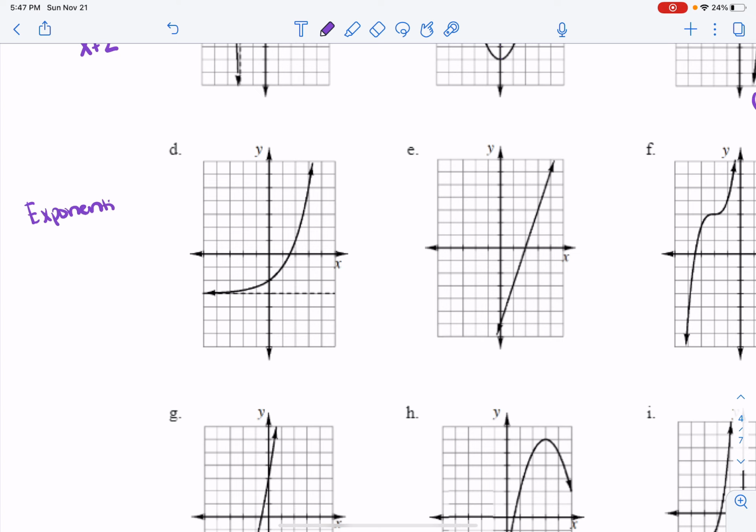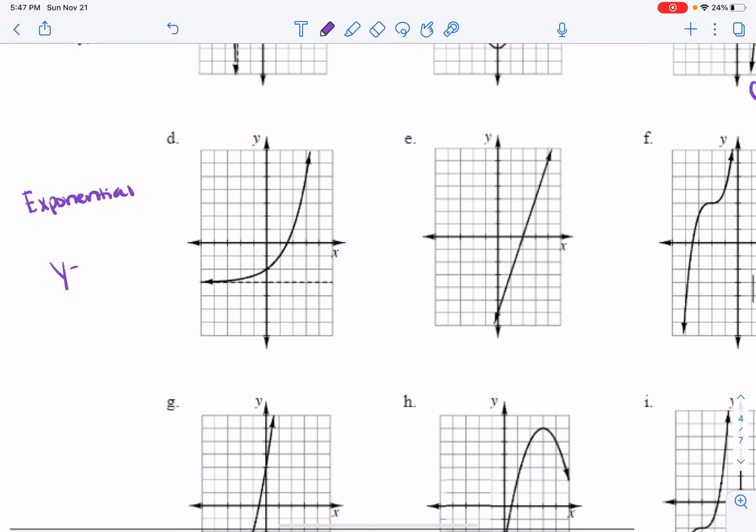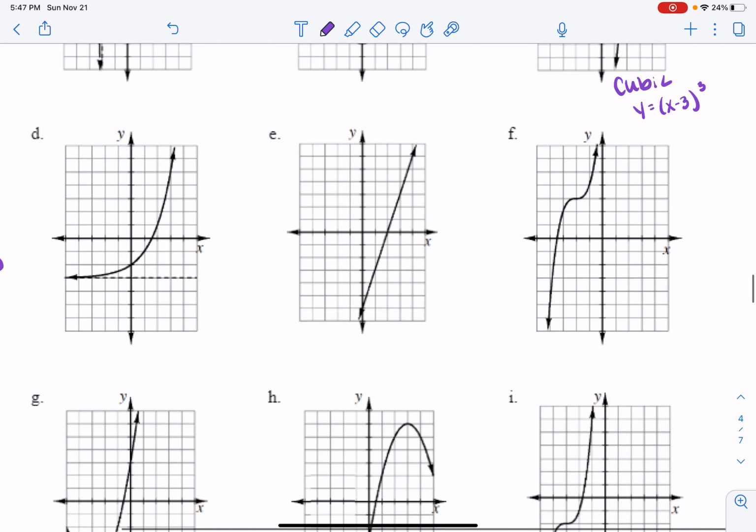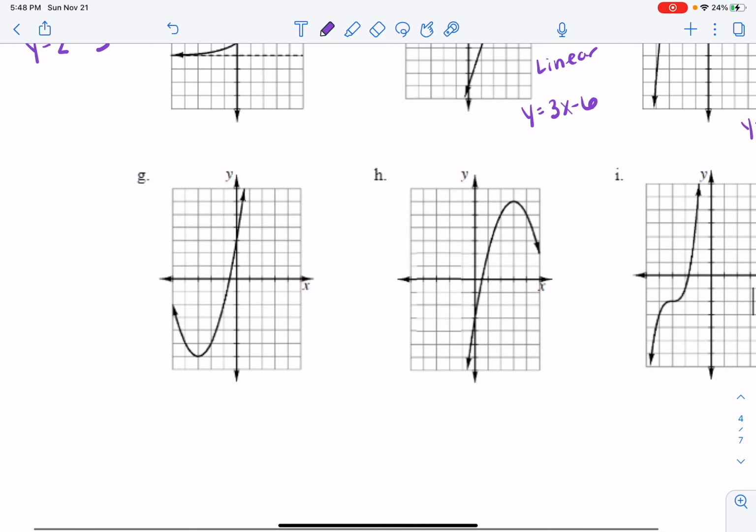This one is exponential, and that to me, 1, 2, 3. This to me looks kind of like y equals 2 to the x power minus 3. E is for sure linear, that's nice. So that looks like y equals, let's see if we can see what the slope is. It looks like it's 3x and then minus 6. Here this one is cubic, and that to me looks like y equals (x plus 2) squared plus 3. Again, go to Desmos, play around with this.